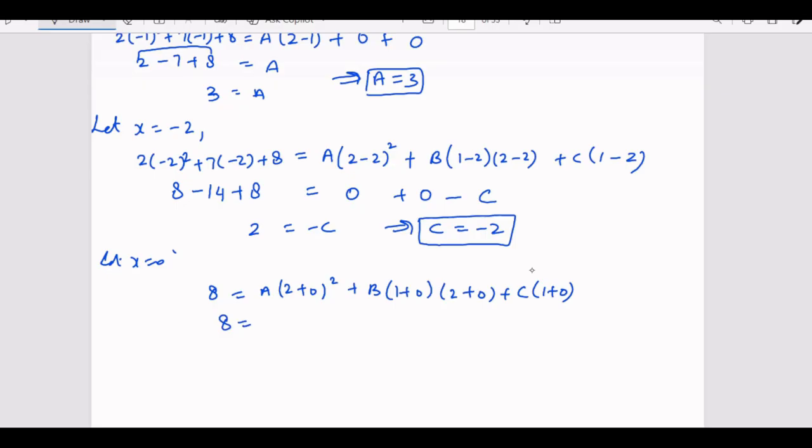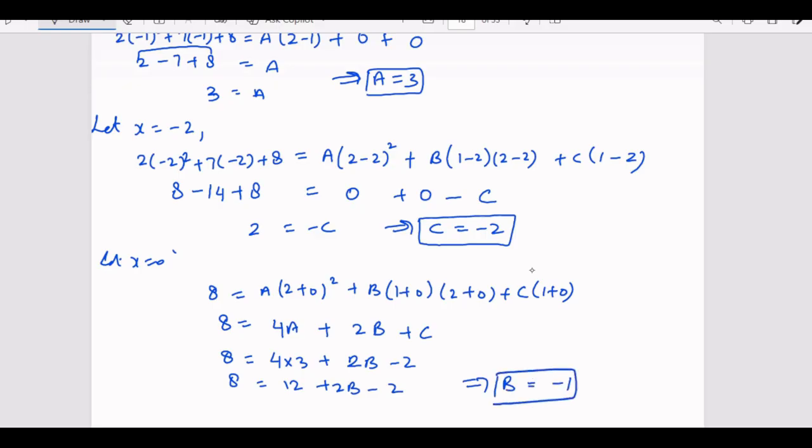So this is 2 times 2, 4A, and plus we have 2B, and then plus C. Now we will substitute the values that we have. We have the value of A, which is 3, and the value of C, which is -2. So 8 equals 12 plus 2B minus 2, which gives 10 plus 2B. So this gives us the value of B equals -1. So we got the values of A, B and C.